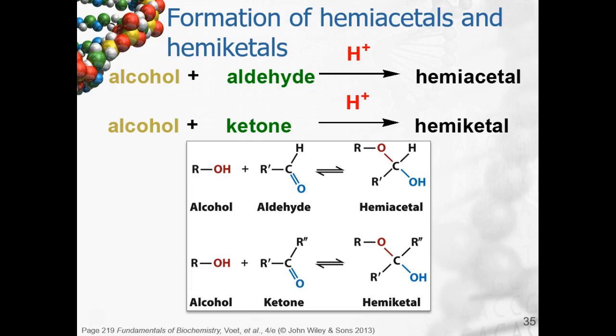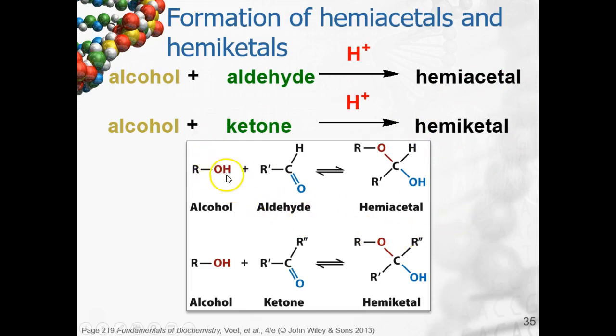Okay, so we're going to transition now into the formation of hemiacetals and hemiketals. So as a reminder from organic chemistry, if you take an alcohol and an aldehyde and react them in the presence of an acid catalyst, you get a hemiacetal. If you take an alcohol and a ketone in the presence of an acid catalyst, you get a hemiketal. So this is shown in the figure down here.